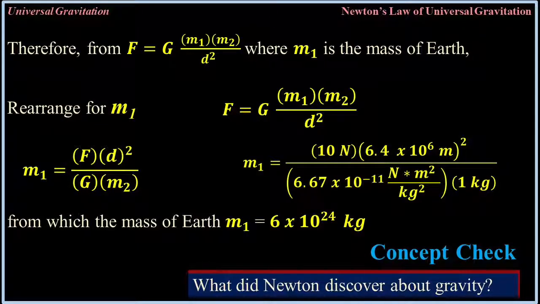Therefore, from F equals G times M1 M2 divided by d squared, where M1 is the mass of Earth, rearrange for M1 and follow through, plug in, and you get the mass of Earth, M1, is 6 times 10 to the 24th kilograms. What did Newton discover about gravity? Study the calculation very carefully. I'll leave it on for a few seconds.